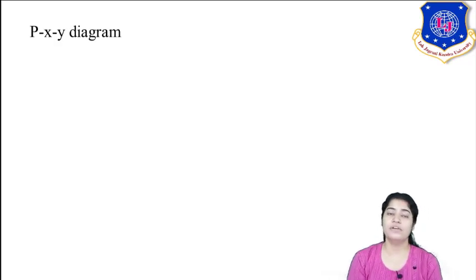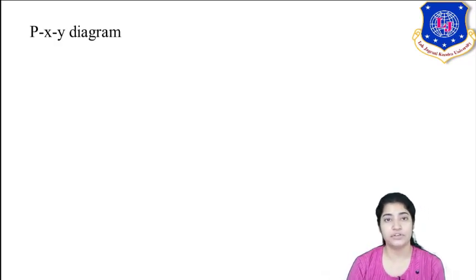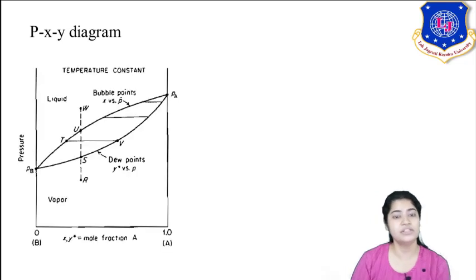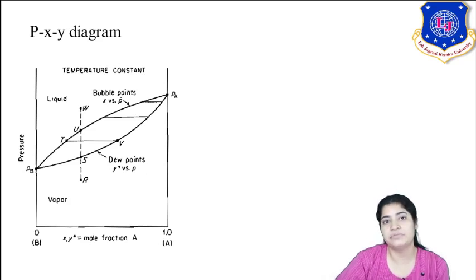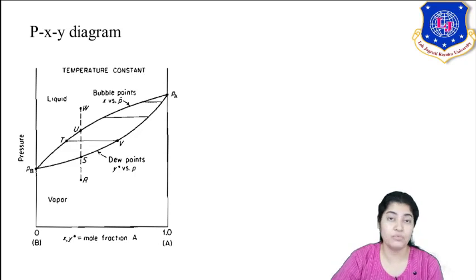Now above all that was the representation of your TXY diagram. You can see your trend has been reversed, okay? PA. What is PA? It is vapor pressure of the more volatile component, the one which has the lower boiling point, okay?